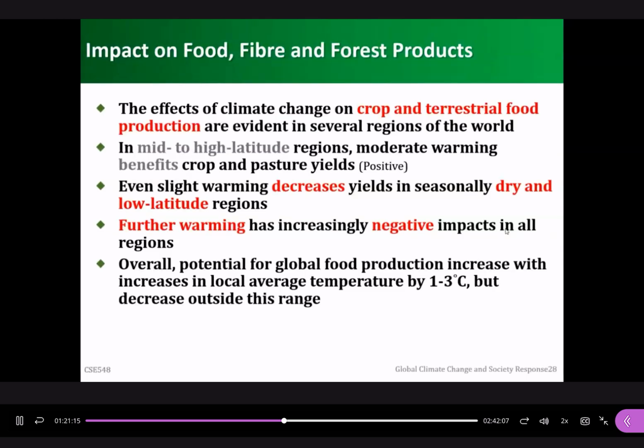And for the dry and low latitude regions, the warming can decrease the yields because the crops sometimes are sensitive to the temperature, especially the daytime temperature. If the daytime temperature is higher than a threshold, sometimes the crop cannot grow well at the high temperature. Also, the high temperature at night will increase the consumption of the nutrition accumulated in the daytime. So this is for the dry and low latitude regions. Further warming has increasing negative impacts in our regions. It means if the temperature is further increased in the long term, all the effects are negative.